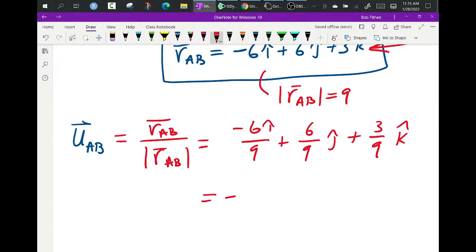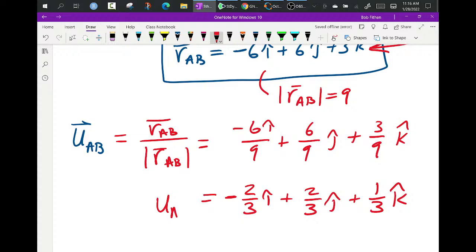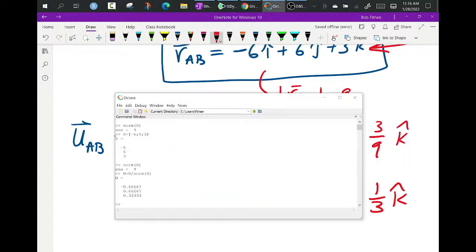So you get minus 2/3 I plus, what was that? Anyway, 2/3 J, 1/3 K. Now, just out of curiosity, if you wanted to look at the norm of U, it should give you back 1 because that's what you started with. That's what you wanted it to do.